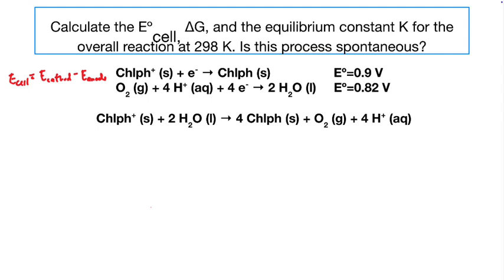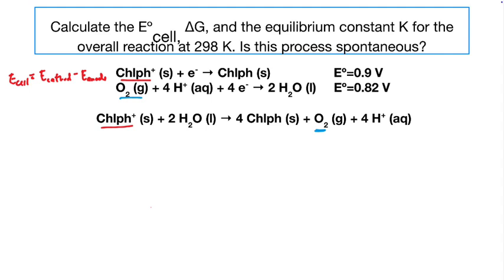So for me personally, the way that I would go through and work on this is look at my overall equation and decide what do I need to do with my reduction cell potentials. The chlorophyll plus shows up as a reactant in the reduction cell potentials. It shows up as a reactant in my overall equation, so I'm not going to touch that cell potential. That one's fine. However, when I look at the next equation, the O2 is a product in my final equation, which means what am I going to need to do to that equation? I'm going to need to flip that.